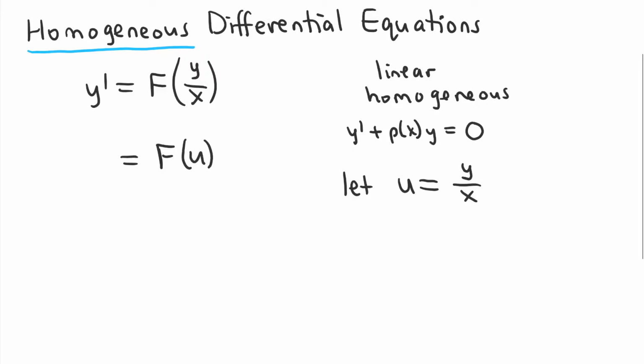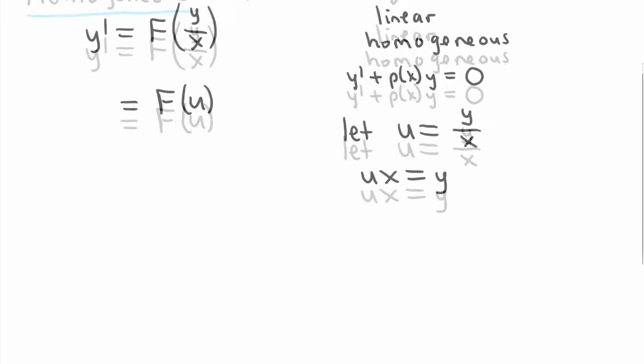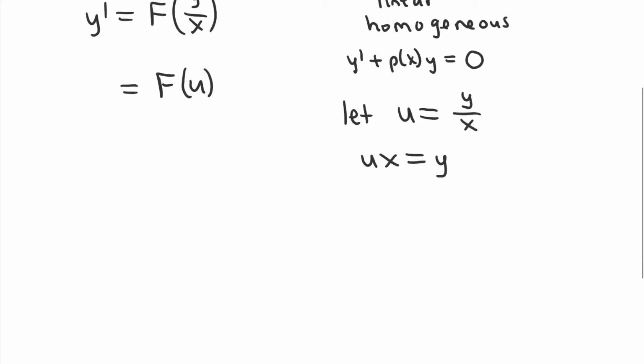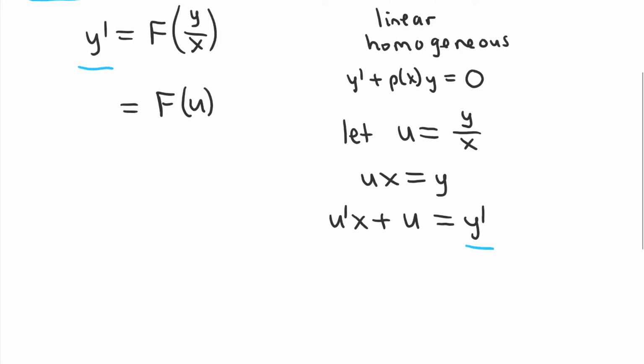But then if we multiply by x on both sides, we get u of x is equal to y. And that means if we take the derivative of both sides with respect to x, on the left-hand side, we use the product rule. We get u prime times x plus u times the derivative of x with respect to x, which is 1. And on the right-hand side, we get y prime. And so now you can see y prime is equal to u prime x plus u.